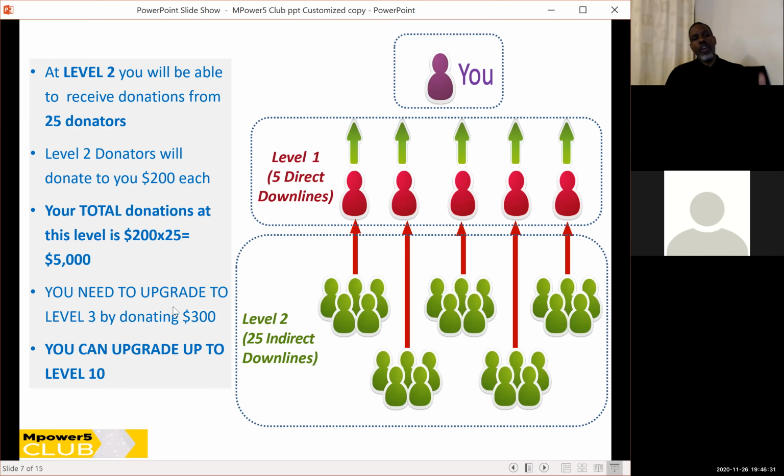To advance to level 3, you donate $300. So let me just explain that. Level 1, you donate $100. Level 2, you need to donate $200. Level 3 is $300. Level 4 is $400. So it just increments by 100 all the way to the 10th level, where you donate $1,000 only.